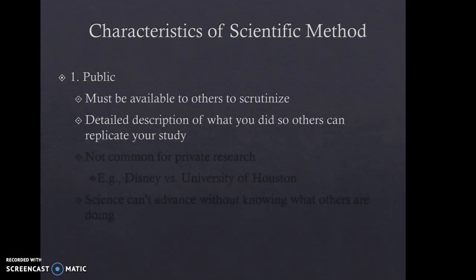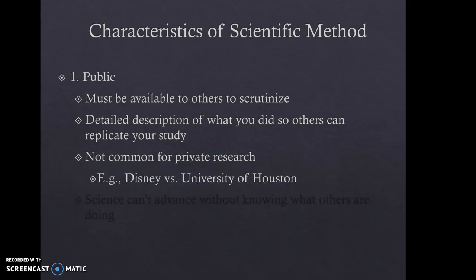First, all the research that's done within the scientific method should be made available to others to scrutinize. A detailed description of what you did should be published in the paper or in the report before you put it online, so others can replicate your study or find out any mistakes you have made along the way. However, this is not common for private research. If, let's say, a scholar at the University of Houston did some research, he or she will be required to provide all the details about the scientific method.